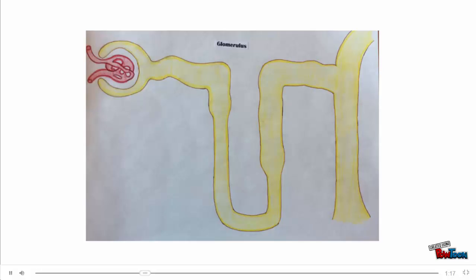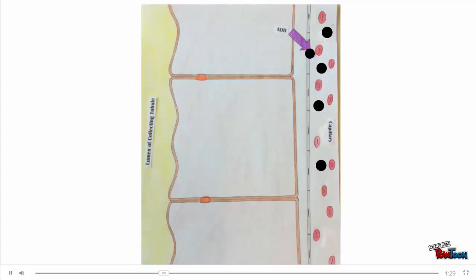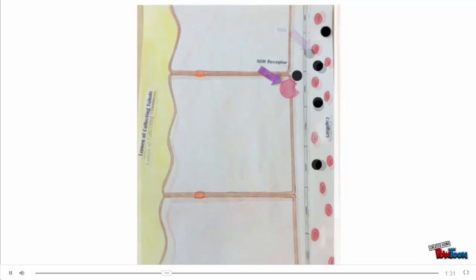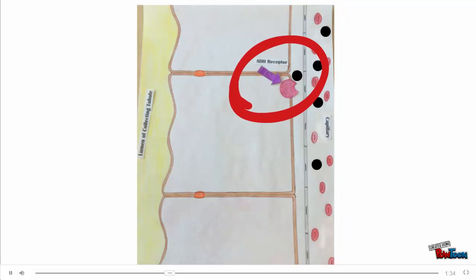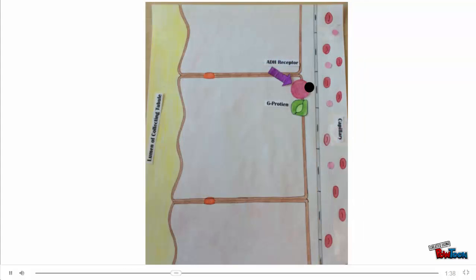The vasopressin protein receptors are located on the distal convoluted tubule portion of the glomerulus, specifically the basolateral membrane side beside the capillary. The ADH will cross the membrane of the capillary and go towards the ADH receptor. Once the ADH attaches to the receptor, a chain reaction is initiated.